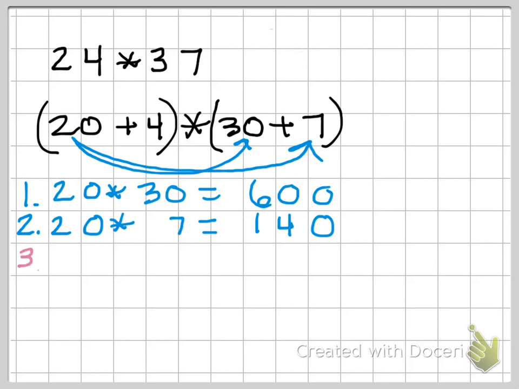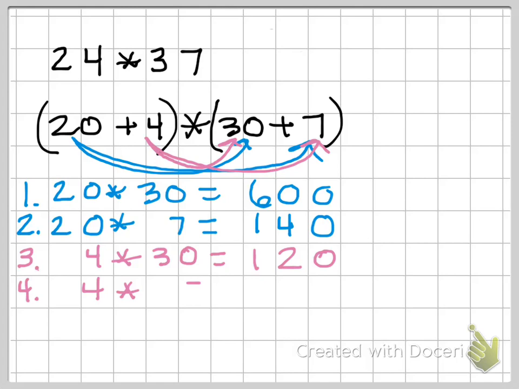Our third wrestling match today, the 4 is going to wrestle the 30. 4 times 30 equals, there again I've got to think of a simpler problem. 4 times 3 equals 12. So 4 times 30 must equal 120. He's not done yet. That 4 still has enough energy to wrestle the 7. 4 times 7 equals 28.